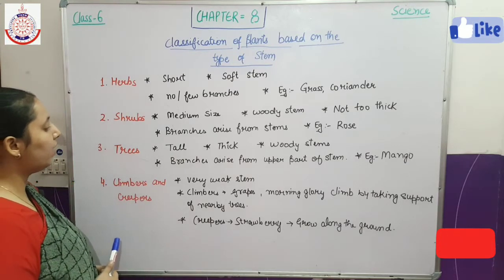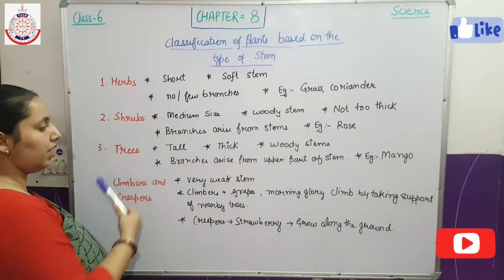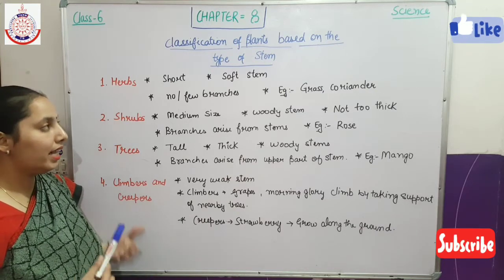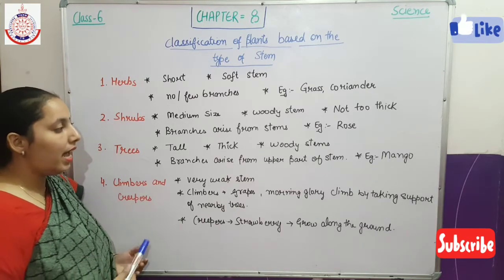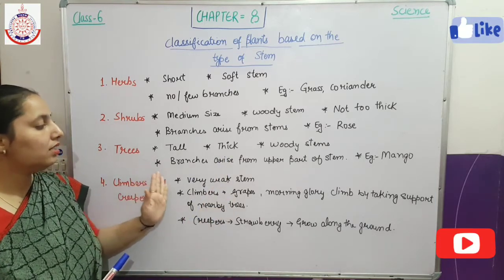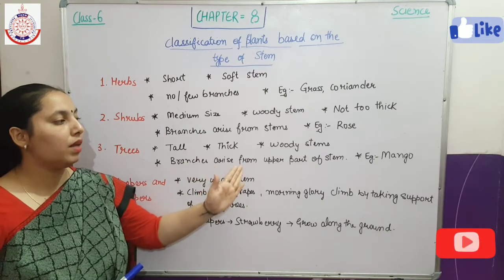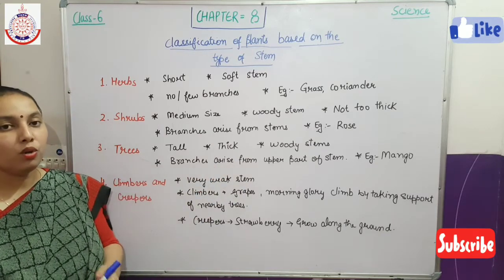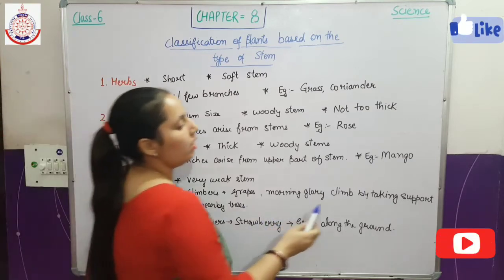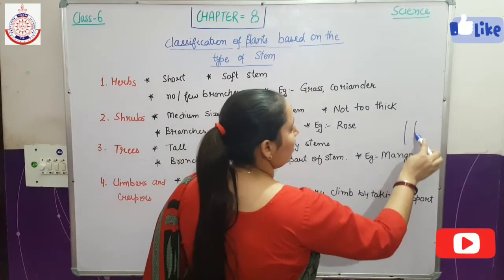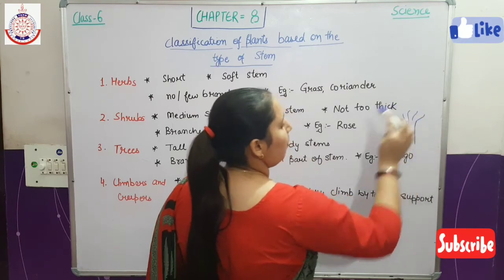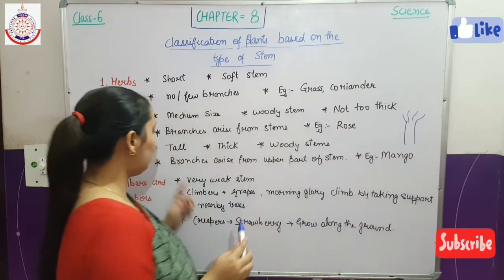The third category we will talk about is trees. Trees are basically very tall and they have thick stems and the stem is woody, right? So in this the branches arise from the upper part of the stem, not from the stem. Means if you can see here, not from the stem the branches arise. They arise from the upper part of the stem in case of trees.